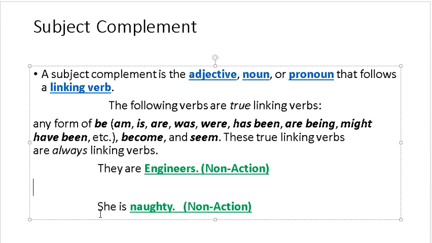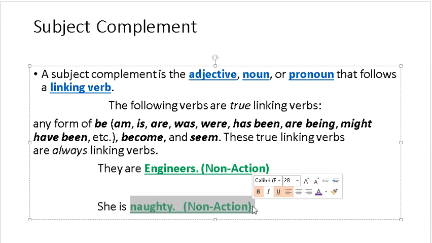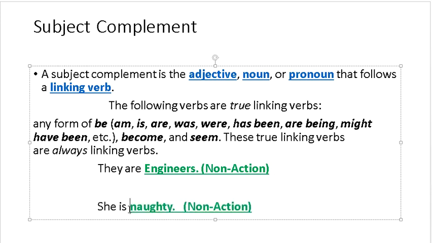Then in the second sentence, she is naughty. Again, she is requires a complement. Without a complement, she is not complete. So now naughty is a complement, and naughty is an adjective. Here we can say that we have used an adjective as a subject complement, and this is also a non-action sentence.